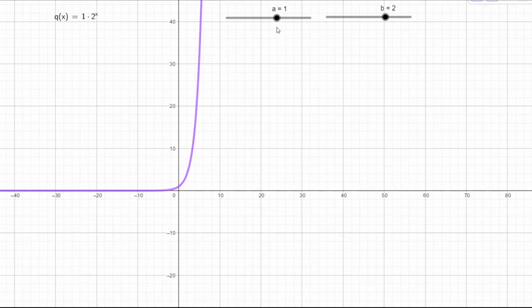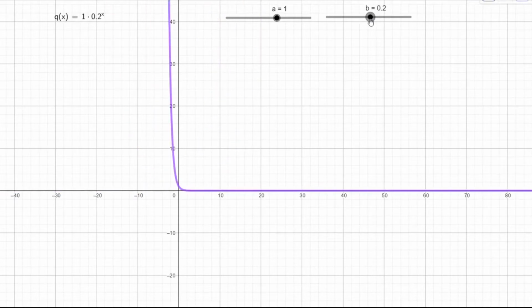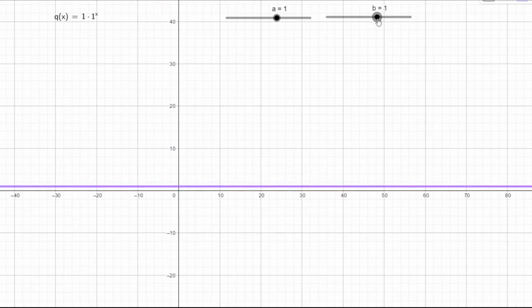We said we want to see what happens when b is greater than 0 but less than 1. So that means it's a fraction because it's between 0 and 1. So let's see what happens when that is the case. Okay, so we don't want a negative value. So what happens when it's greater than 0 but less than 1? So we move like that. You can see what happens as we go closer to 1. It's getting wider and wider and wider, right?